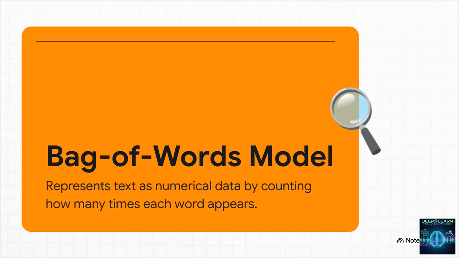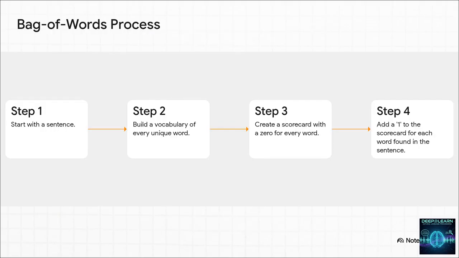And it's a wonderfully simple idea. Just imagine you take a movie review, ignore all the grammar and sentence order, and just throw all the words into a big bag. Your only job is to count them up. It's kind of like turning a sentence into a recipe's ingredient list. What this process really does is create a unique numerical fingerprint for every single review.